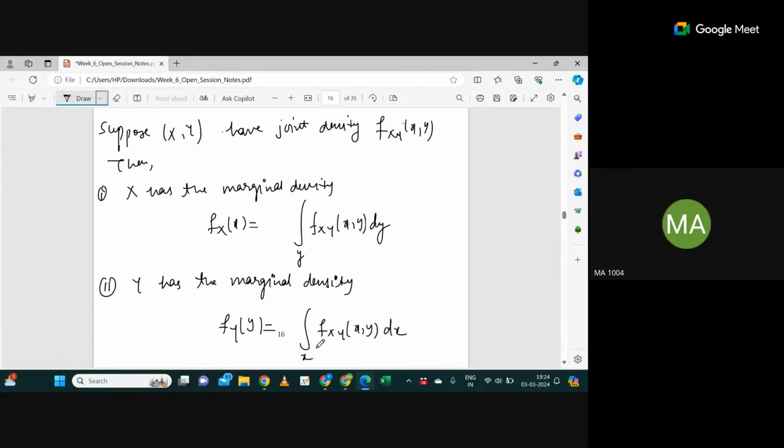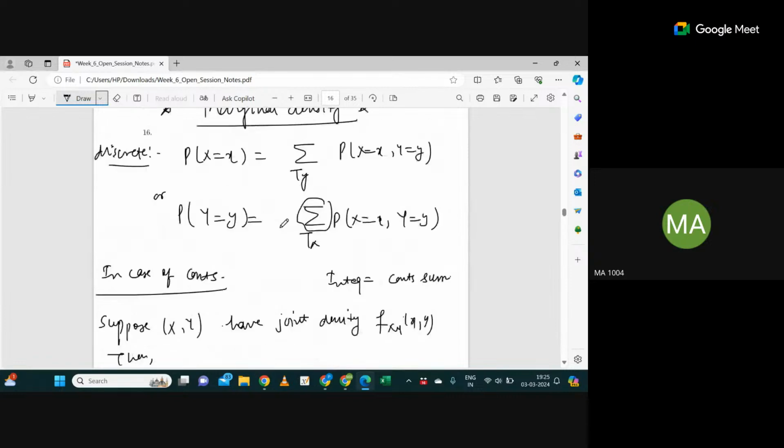You have to check whether the joint density is valid or not. Then you need to do double integration. But to calculate the marginal one, if you want the marginal density of x, then you have to integrate only with respect to y. If you want the marginal density of y, then we have to integrate with respect to x. As we don't require y, we integrate over y. That is the meaning, right?